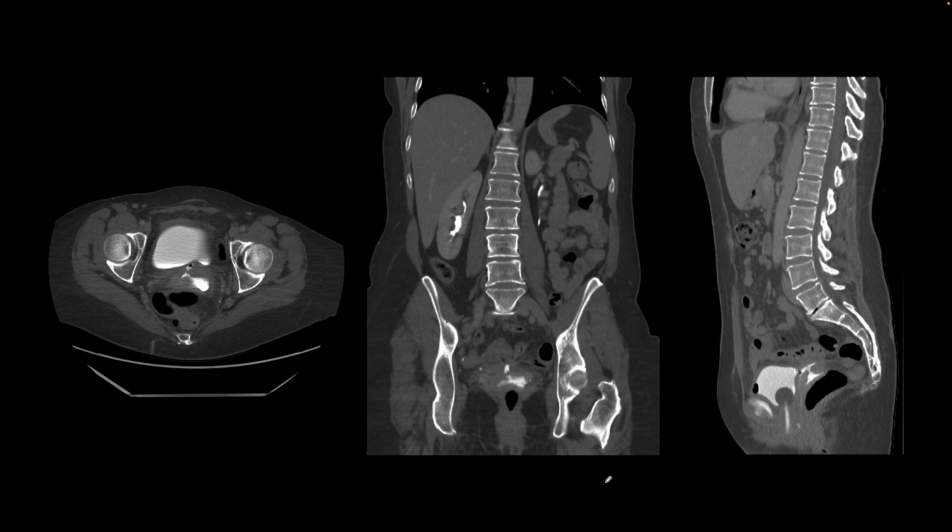and instead of going retrograde or giving the contrast through the urethra and trying to see if it goes into the vagina, we performed a CT urogram. So the contrast was injected IV and delayed images were acquired.